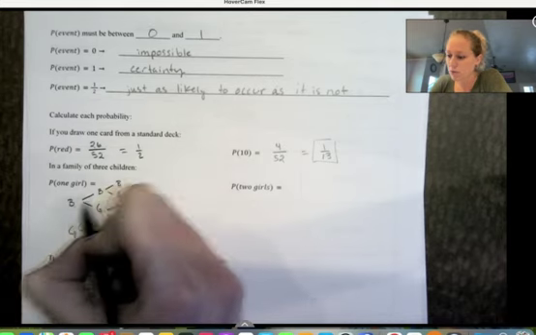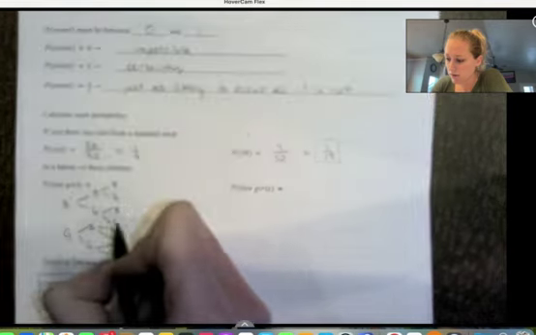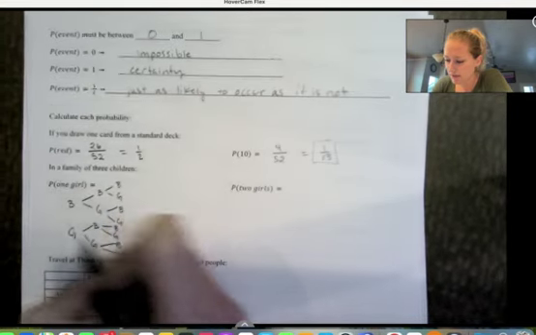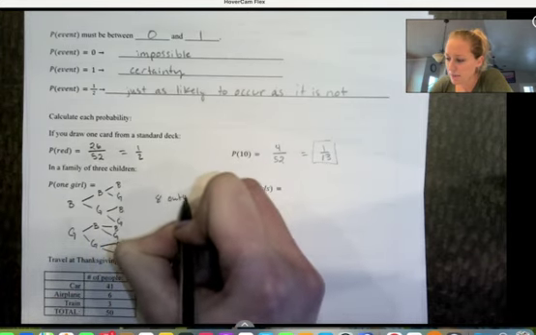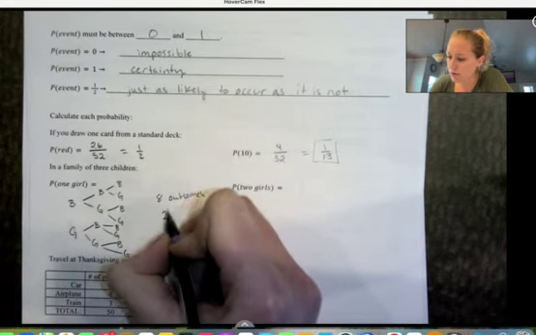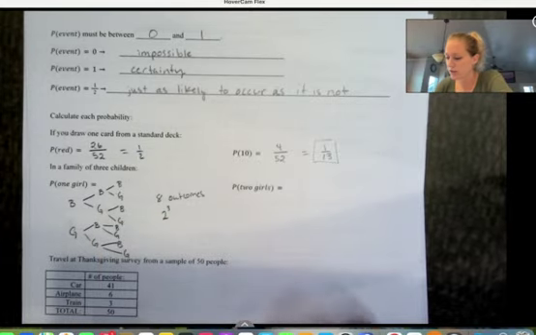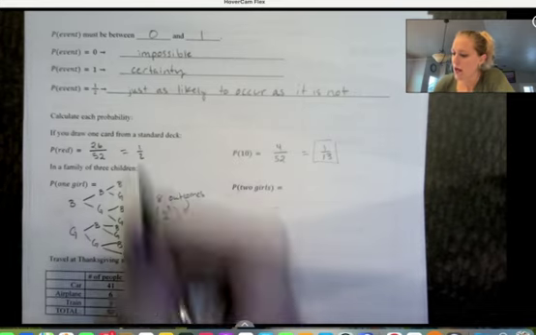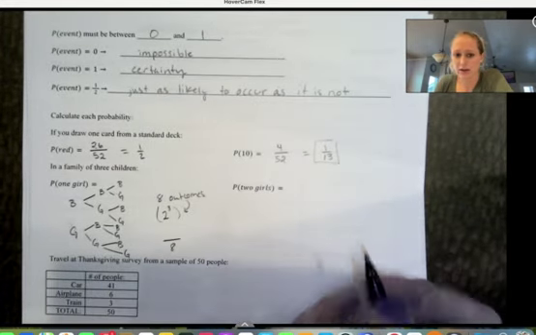So here I have 1, 2, 3, 4, 5, 6, 7, 8. So there are 8 outcomes. This actually comes from 2 to the 3rd. So there's 2 options and we're having 3 children. So that's kind of where that comes from. Okay, so how many of those options have girls? So I know it's going to be out of 8 because there's 8 total outcomes, but how many are girls?